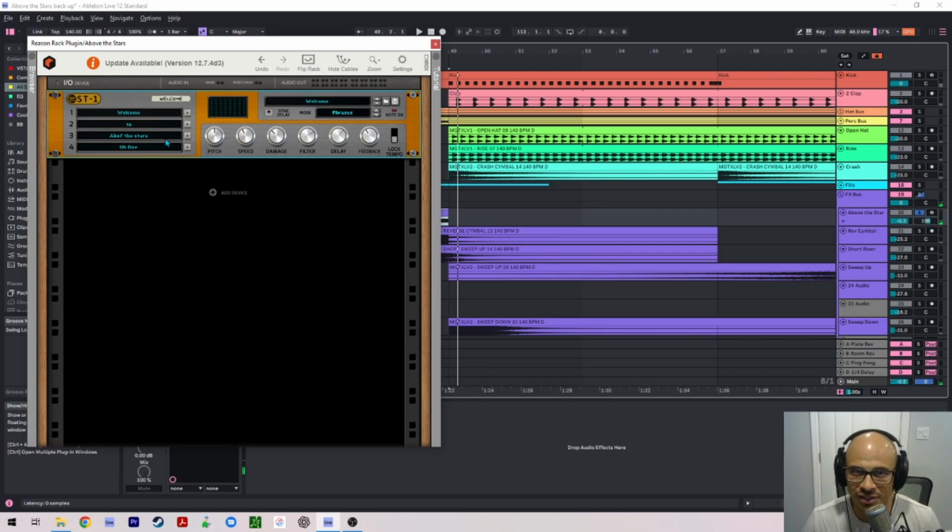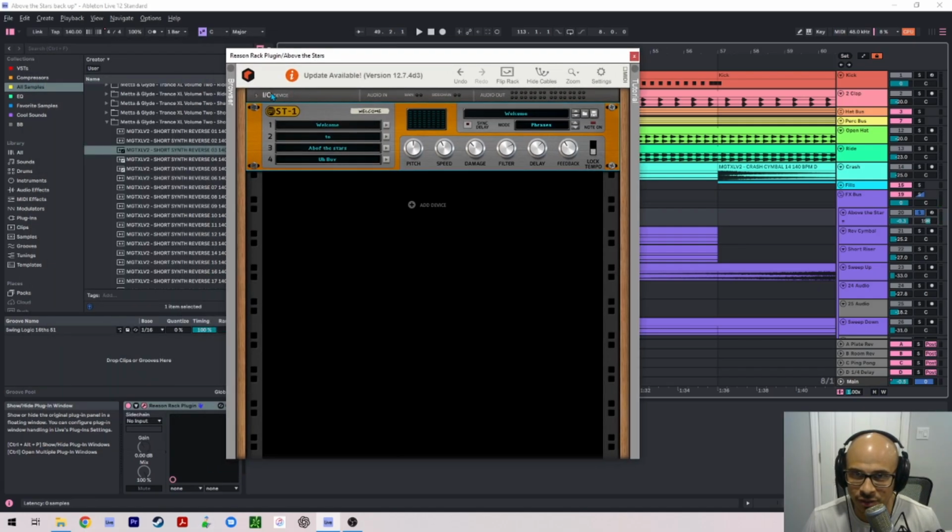If that's not the coolest thing in the world, this is called Speak and Tweak. I do have Reason. This is a little plug-in in Reason, and you can make it say anything you want.